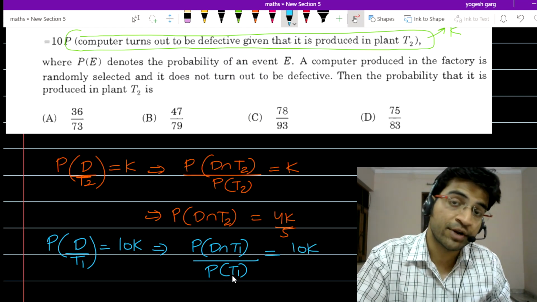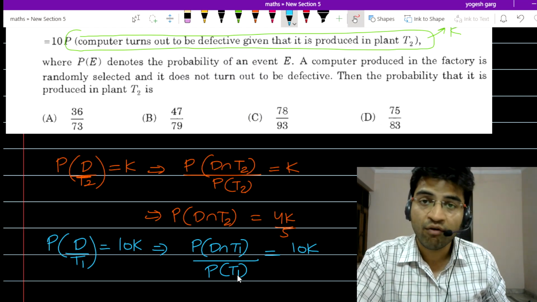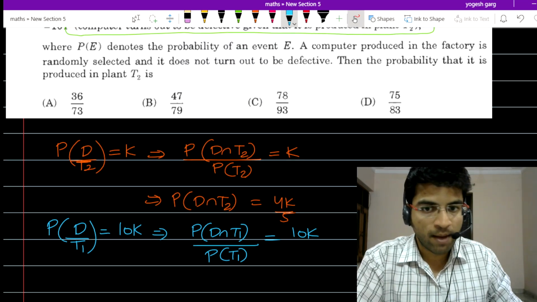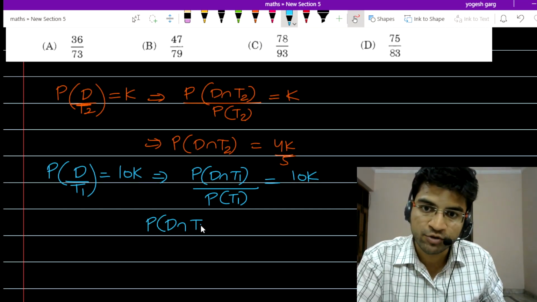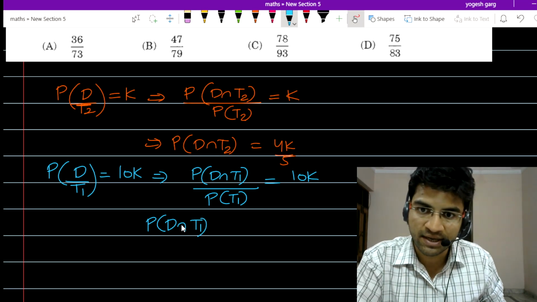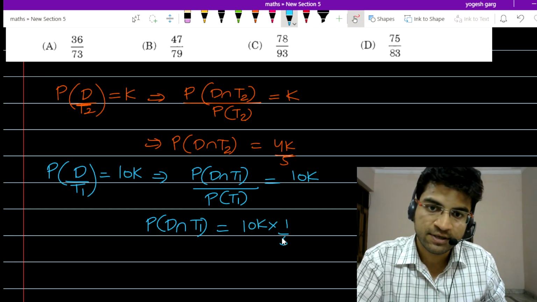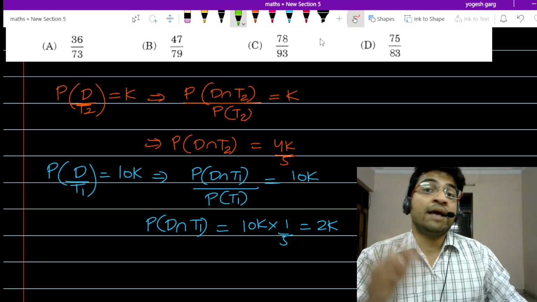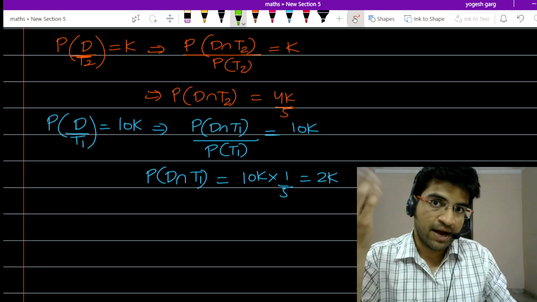Now the probability of a computer being produced from plant T1 is 1 by 5, so we will multiply 1 by 5 over here. So now the probability of the computer to be defective as well as produced from T1 plant, P(D intersection T1), is equal to 10K into P(T1), that is 10K into 1 by 5, and that is equal to 2K.